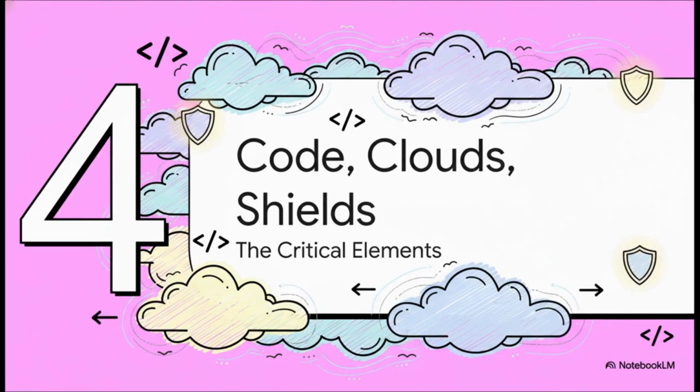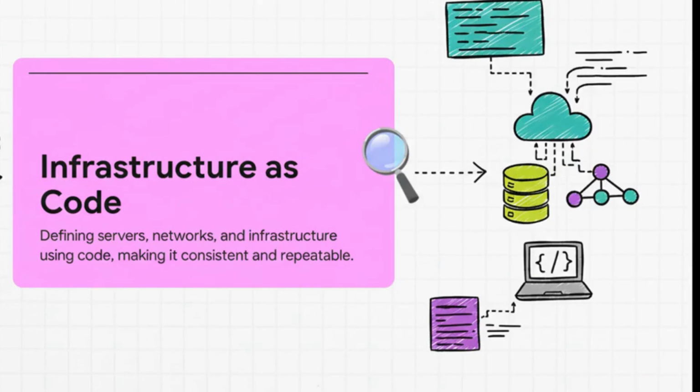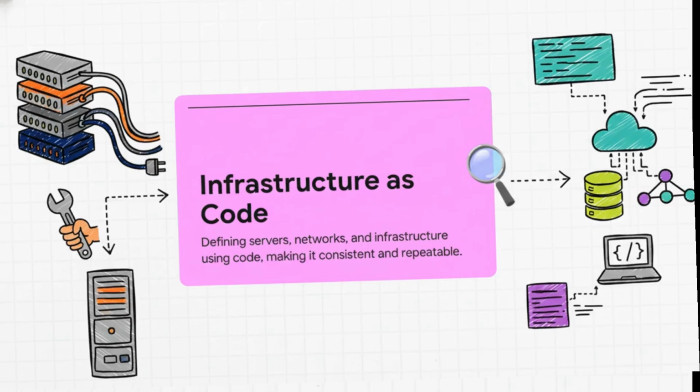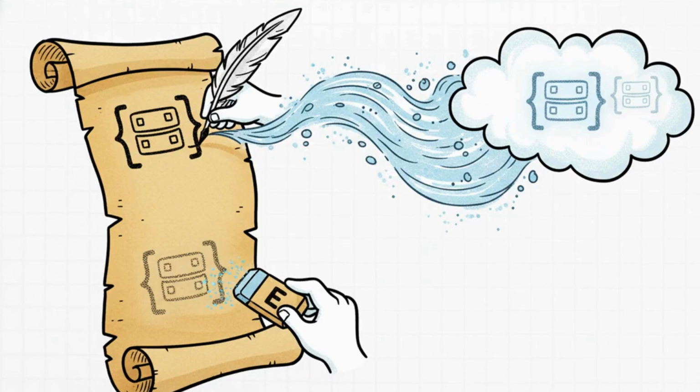All right, now let's look at the critical elements that power this entire system. You can think of these as the invisible forces, the code, the clouds, and the shields that make everything just work seamlessly behind the scenes. In the old days, if you needed a new server, it meant physically racking hardware and plugging in a bunch of cables. Now we use something called infrastructure as code. We literally define our entire environment, servers, databases, networks, you name it, in text files just like regular application code. It's almost like having a magic scroll. You write a line of code describing a server, and poof, it just appears in the cloud.